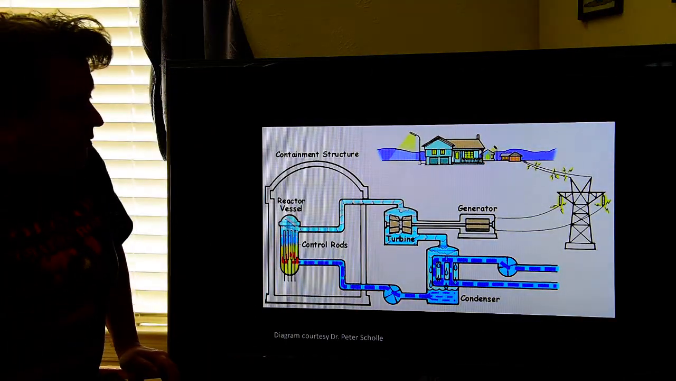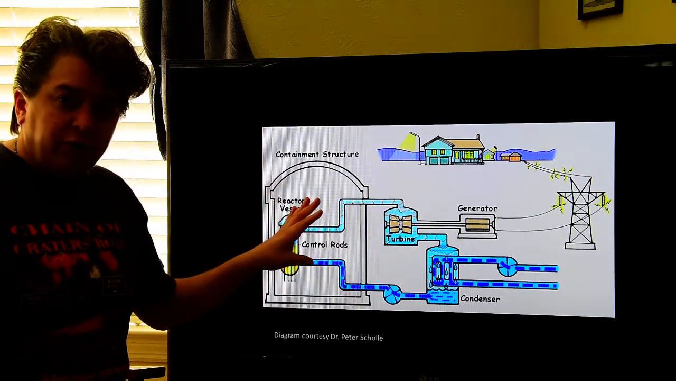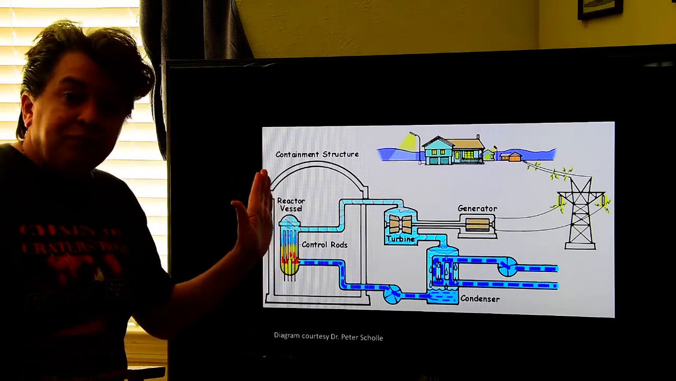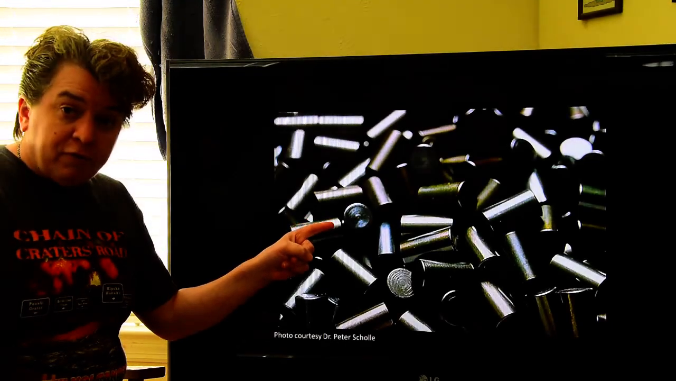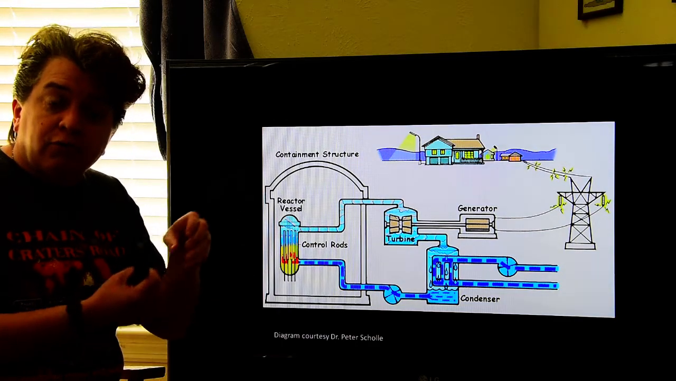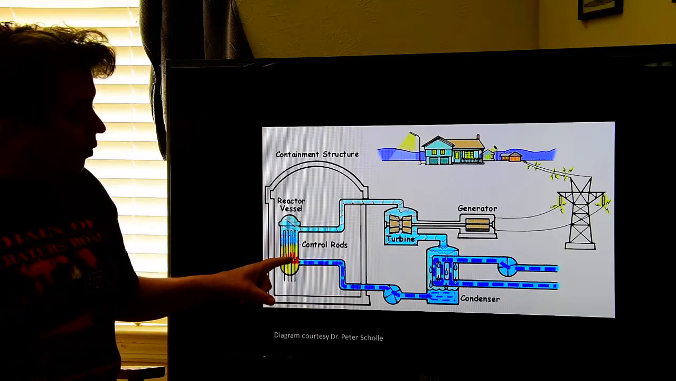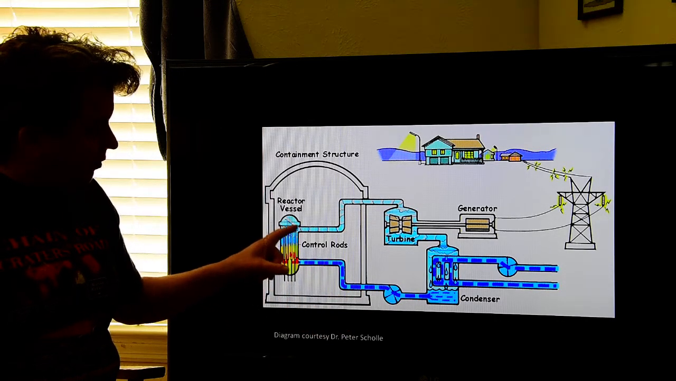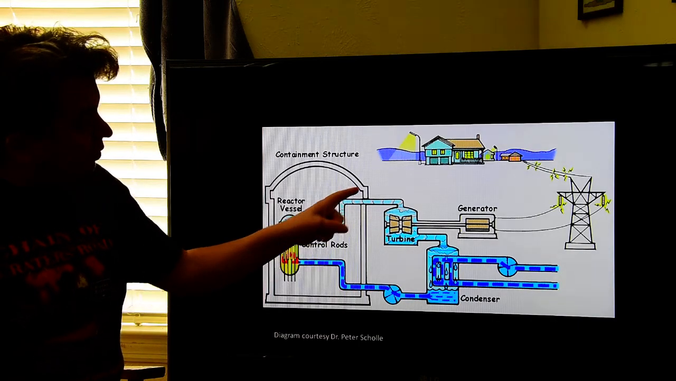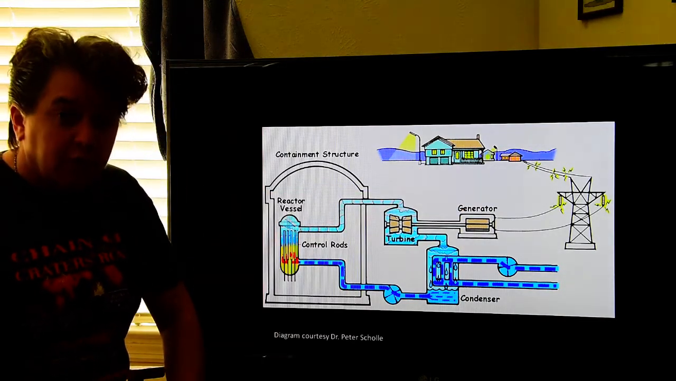So in our basic look at a nuclear reactor, we have our containment structure right here, where there's our reactor, and in the reactor we have fuel rods that are filled with those things that are giving off the radiation, and we have these control rods that control that fission reaction. And we get this water going into the reactor area, getting heated by that fission reaction, getting turned to steam, which turns the turbine, which turns the generator, which gives us electricity.